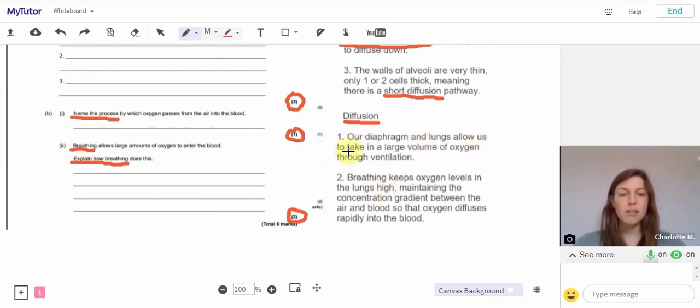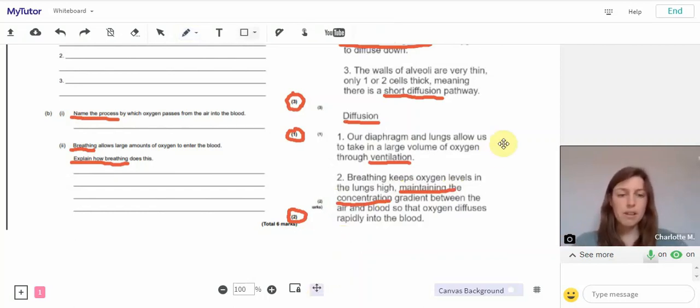So our diaphragm and lungs allow us to take in a large volume of oxygen through ventilation. Ventilation is a keyword there. This breathing keeps oxygen levels in the lungs high, maintaining the concentration gradient between the air and blood so that oxygen diffuses rapidly into the blood. That would be our second point. So in this question in part A, we already talked about the gas exchange mechanism that allows lots of oxygen to enter the blood. And here we've linked that to the act of breathing as well. So there we go. That is a worked answer to that question.